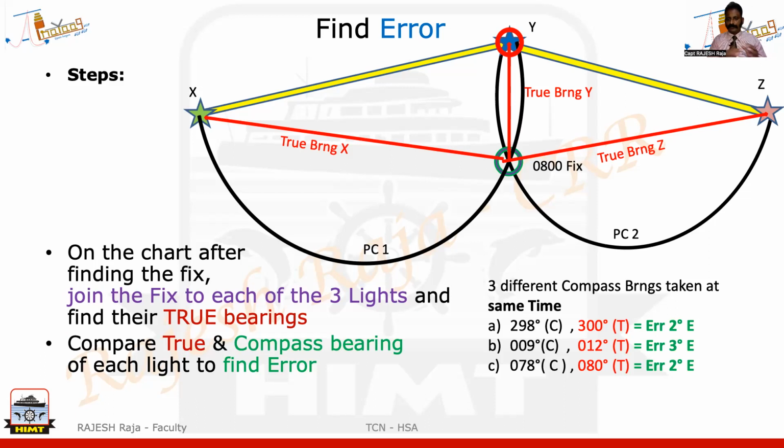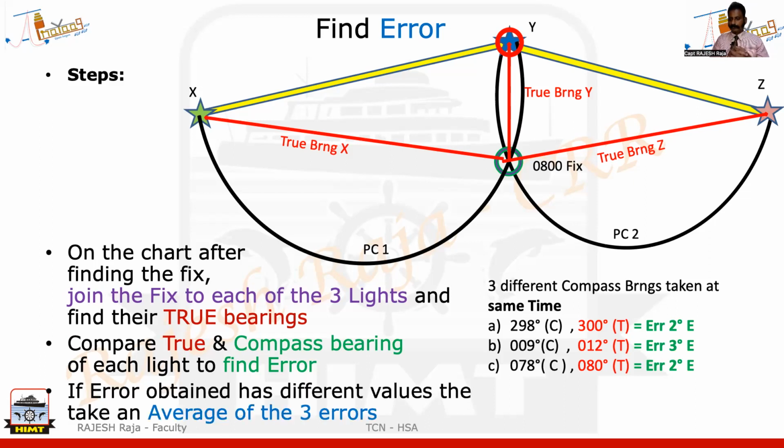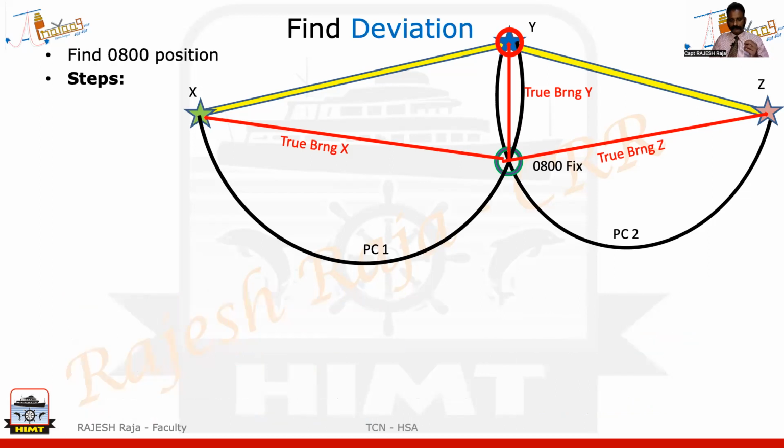It is possible. It depends on a lot of errors, the chart error, your plotting error, human error. It's okay. So what do you do? You find the average of the three errors and give the answer. So for me, 2 plus 3 plus 2 divided by 3, I'm getting 2.3 degree east. So please write this as an answer. Don't write the majority, please write the average. It's okay. Now, I've gone one step further. What happens if somebody asks you to calculate the deviation at that moment also? It's pretty simple. Let us quickly look at the next step.